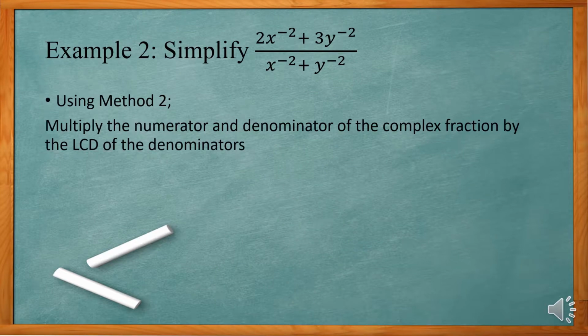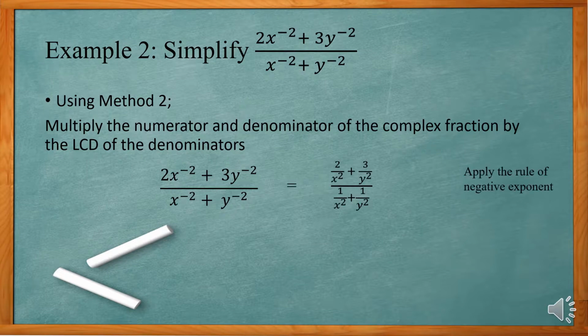So simplify this given expression. Method 2 says to multiply the numerator and denominator of the complex fraction by the LCD of the denominators. Given this expression, as you can see, there are negative exponents. So before applying method 2, we first need to apply the rule of negative exponent. So that is the result.